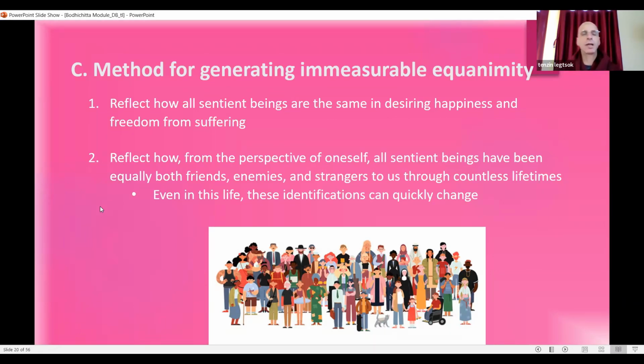First, maybe visualize oneself surrounded by all sentient beings, and then imagine one representative from each of the three groups of friends, enemies, and strangers in the space in front of you, and check how you relate to each of them ordinarily.